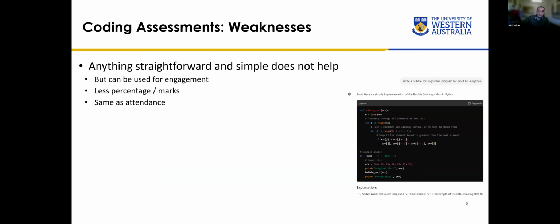So some of the weaknesses is that anything which is simple and straightforward, like you can see, this is an example of a bubble sort algorithm in Python. Straight away, it will provide you the code. Yes, the good thing is that it will explain it, but it will always facilitate you that you can just copy paste it and it will be given.